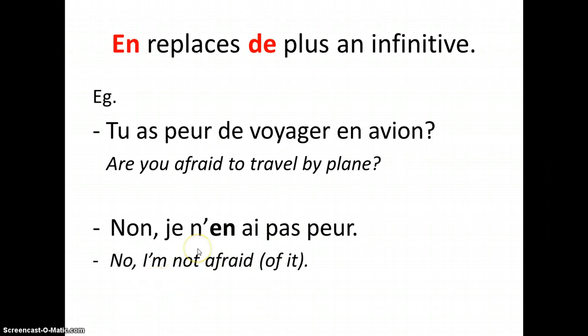So let's say you want to say yes. You're going to say oui, j'en ai peur. So the n and the apostrophe will go away, and the pas will go away to make it an affirmative sentence. It will be oui, j'en ai peur. And because you have an e here and an e that starts with a vowel, you will drop this e and make it an apostrophe.